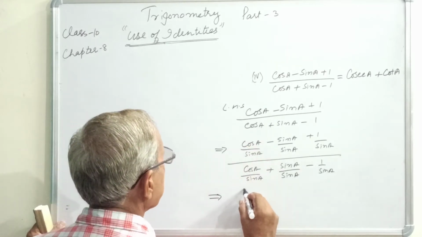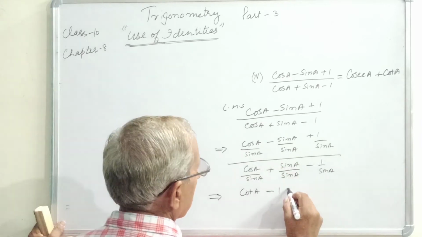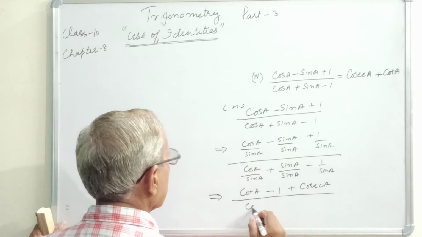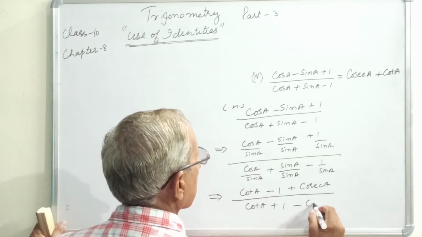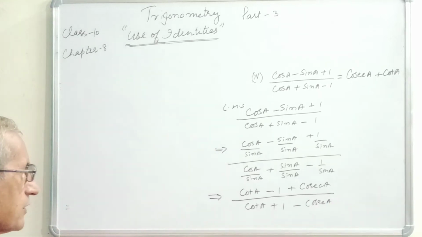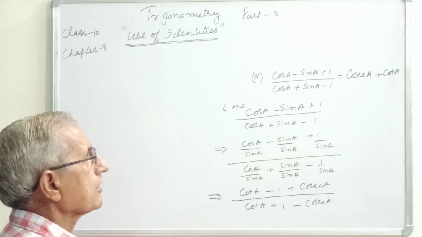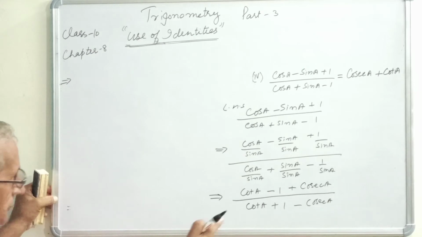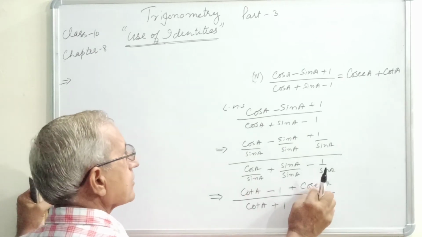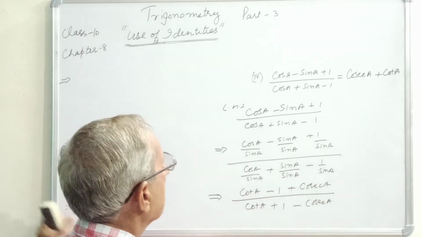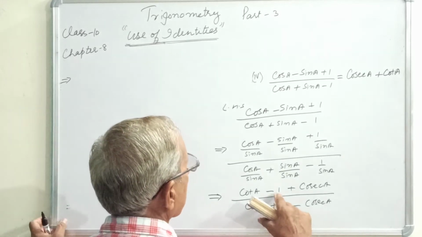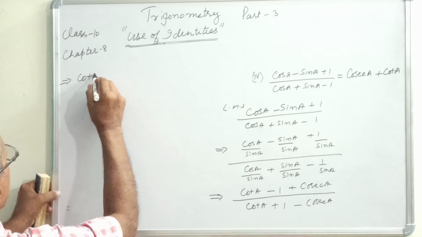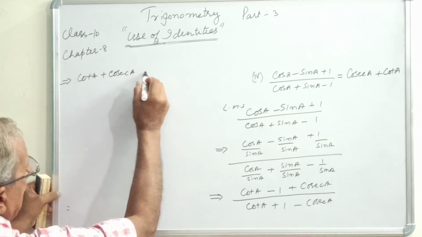So it has become cot A, 1 upon sin A becomes cosecant A, cot A plus 1 minus cosecant A. So the sin and cos have been changed in the form of cosecant and cot A. So I am taking this side. Cot A, write cot A with cosecant A. Write these two close together, and separate this 1 from them. So cot A plus cosecant A minus 1.